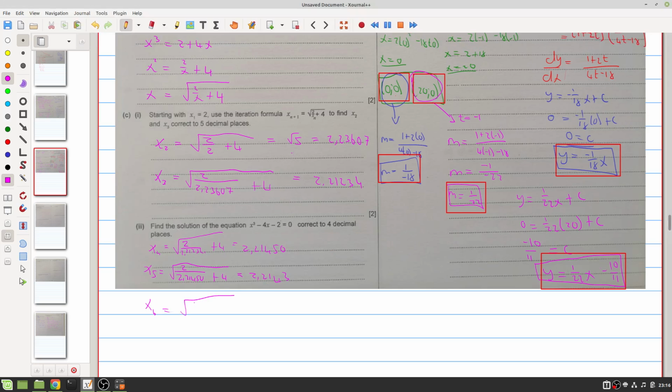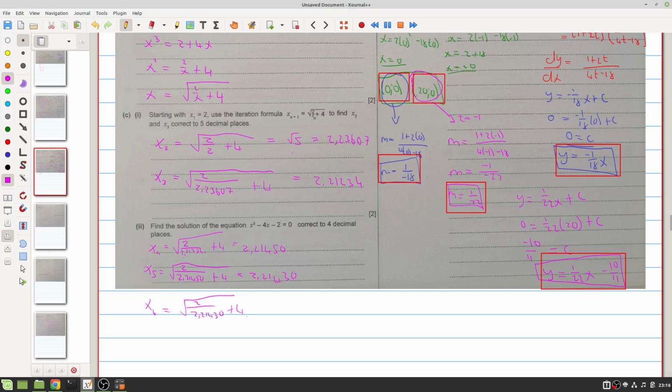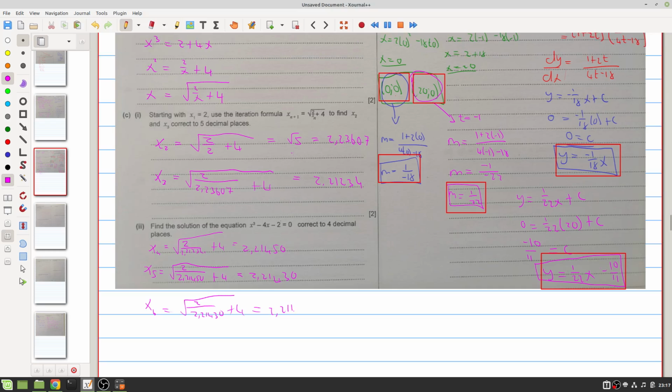x6 equals, again, the square root of 2 over 2.21430 plus 4. Now we change this to that, so 2.21432. Now these 4 are the same, so there we go, 2.2143. That is now the same. So once you get to 4 decimal places that are the same when rounded off, that is your answer.